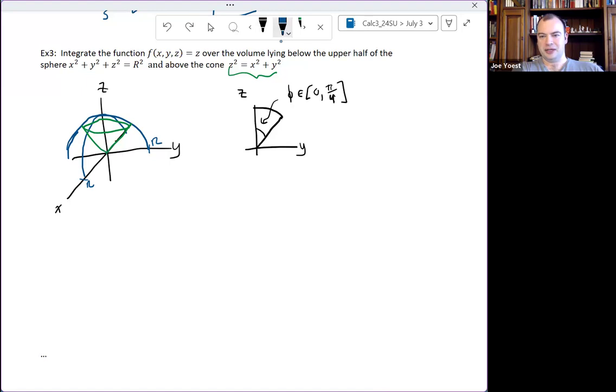I see that my radius, regardless of what phi is, goes from 0 out to radius big R, some constant but arbitrary. And then I see that in my XY plane, I'm going all the way around. I see that theta goes from 0 to 2 pi.